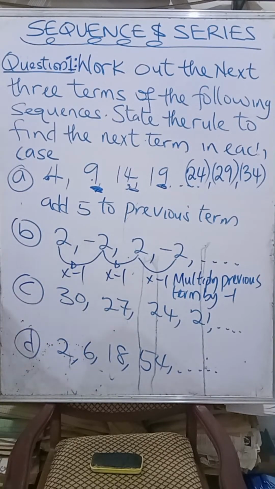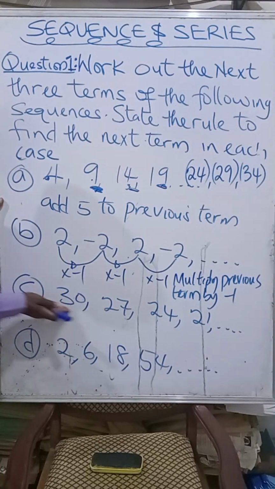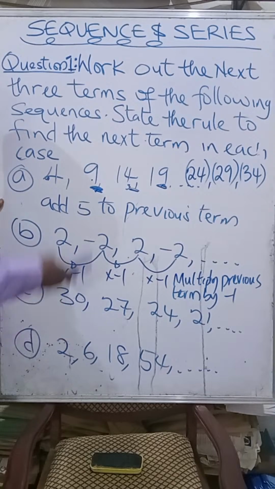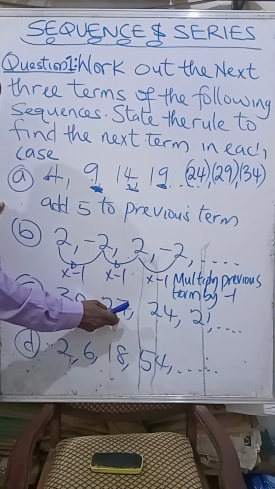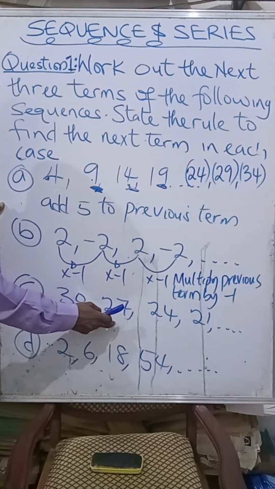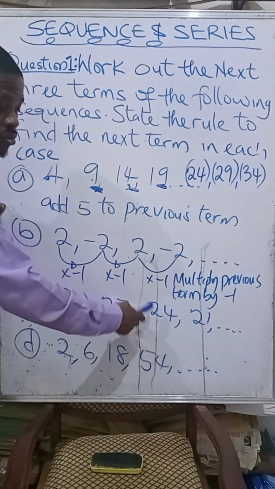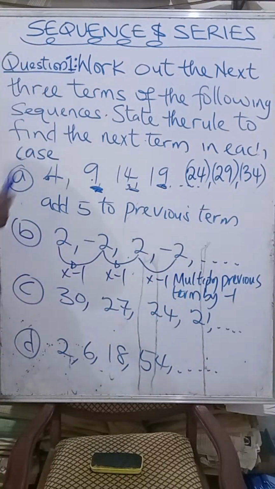C. We have 30, 27, 24, 21. So you see that the sequence is decreasing by 3. 30 minus 3 will give you the next value. 27 minus 3 will give you the next value. 21 minus 3 will give you the next value.